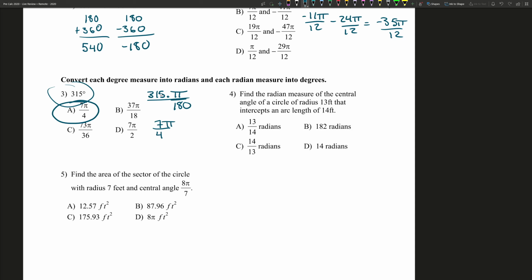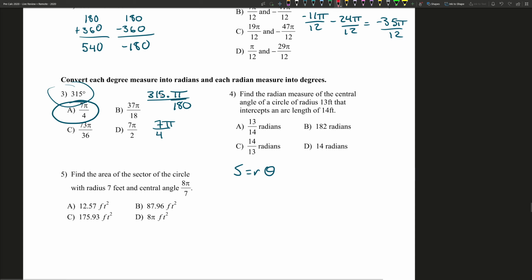Okay, 4 and 5 I haven't changed in any of the practice tests, and I apologize for that. But I'm gonna at least run through the thought process. These numbers will be different on the actual final, but right now they are not. Okay, so for number 4, find the radian measure of the central angle of a circle of radius 13 feet that intercepts an arc length of 14 feet. So the equation we need here is S is equal to R theta. Right, so S is arc length, R is radius, theta is our angle.